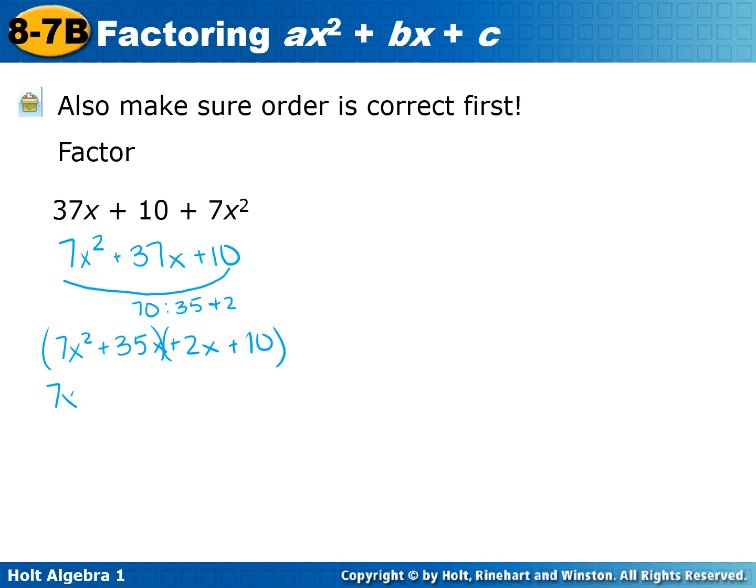And now I'm going to group and factor. I'm going to pull a 7x to the left side. I'm left with x plus 5. Factor out a 2, and I'm left with x plus 5. And now I have x plus 5 and 7x plus 2.